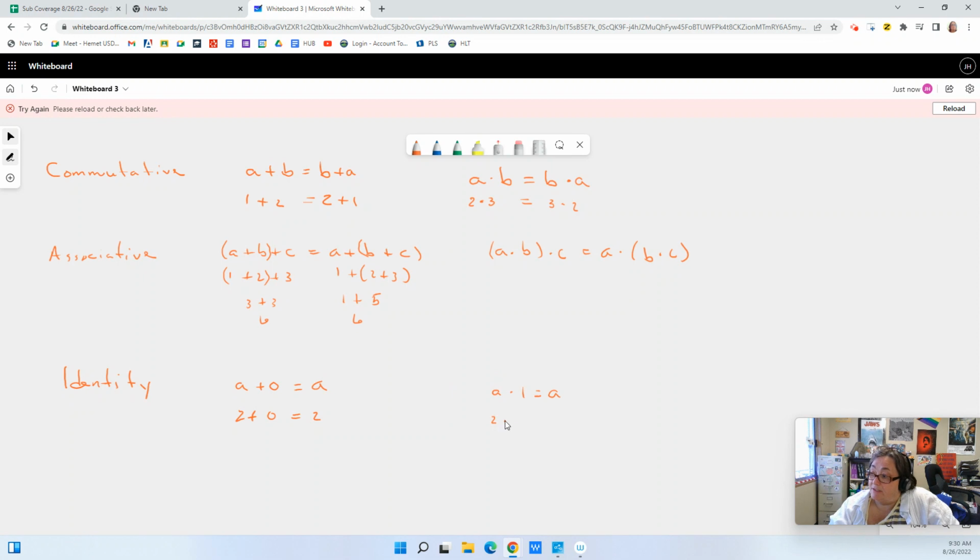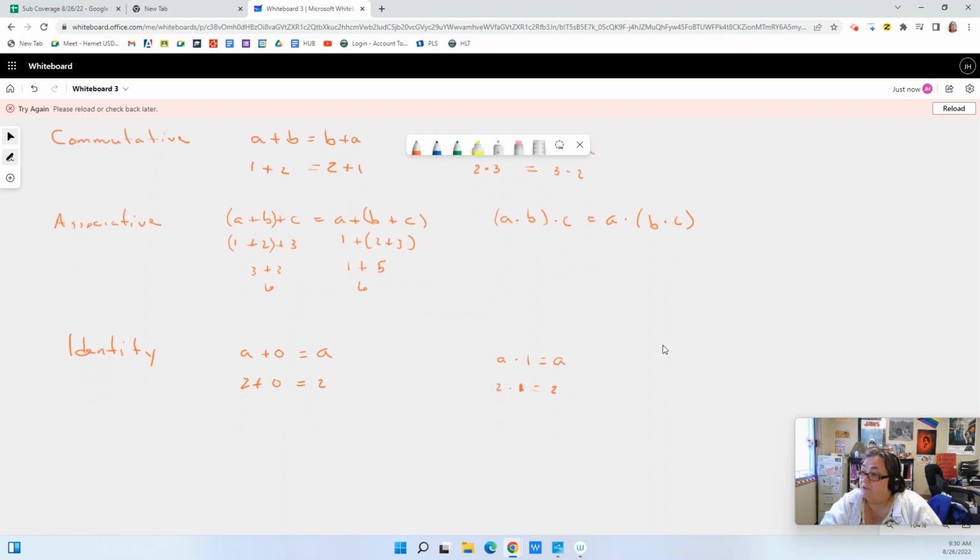In this case, I'd have 2 times 1. Oops, and I wrote 2 equals 2. It's whatever I do to get back to that original thing. And where they start getting a little bit more confusing is with inverse. And we're doing the most simple inverse right now. So you'll look at it and you'll go, oh, that makes sense.